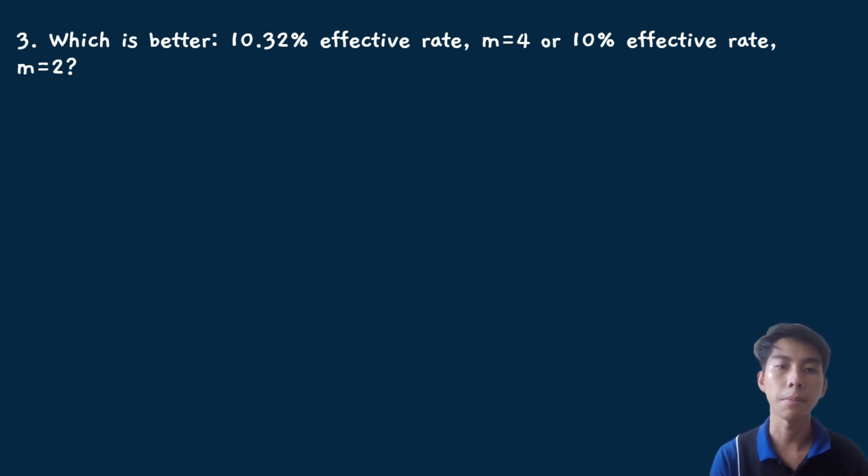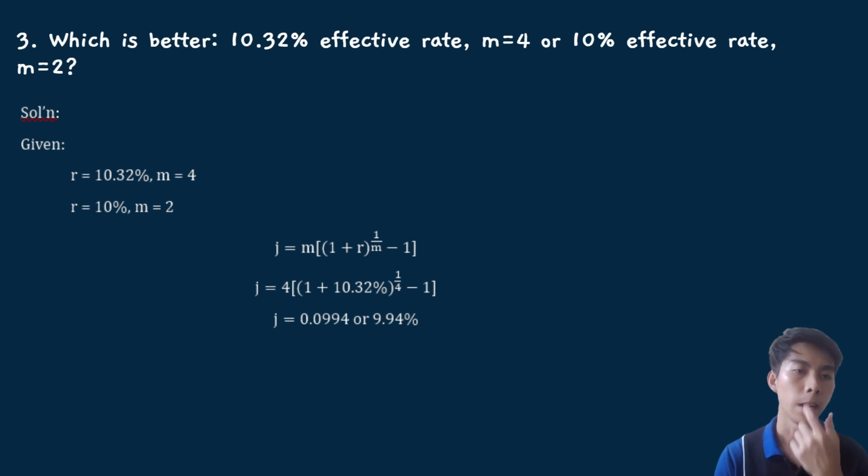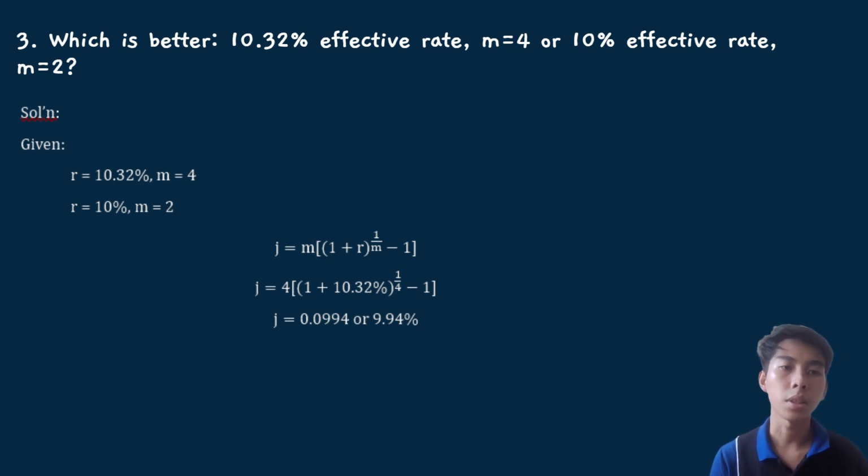10.32% effective rate when M is 4, or 10% effective rate when M is 2, or compounded annually, or every 6 months, just like that. So the unknown here is the nominal rate. We need to find the nominal rate. To solve this problem, we need to identify the given. We have here R equals 10.32% when M is 4, or compounded quarterly, meaning every 3 months of the year.